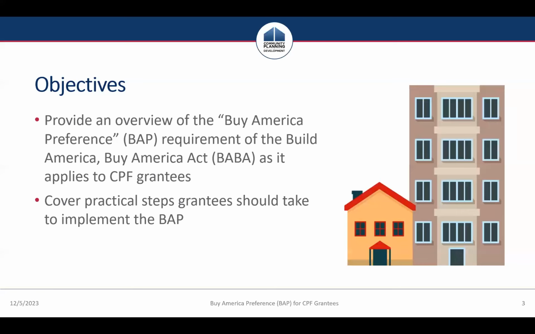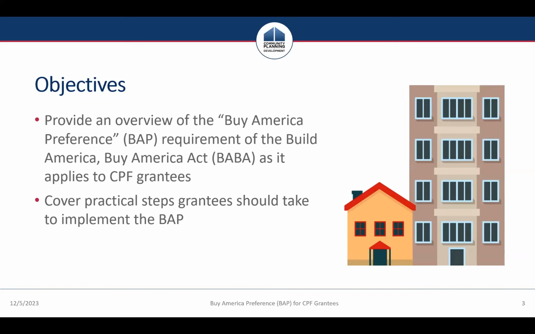We have two primary goals for today's session. Number one, we want to make sure we're giving you all an overview of the rules, the requirements, and how they apply to CPF grantees. And then we want to walk through the basic steps that you all should be taking and how you think about implementing the Buy America preference.